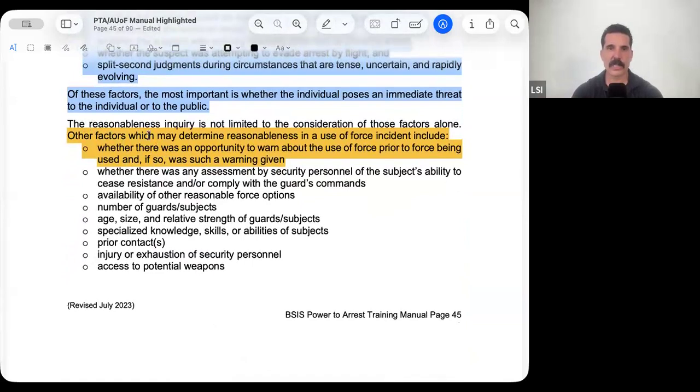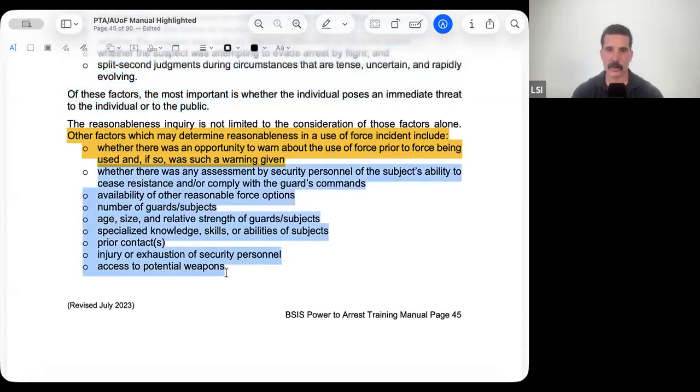The next sentence says the reasonableness inquiry is not limited to the consideration of those factors alone. Then there's another sentence and a list of bullet points. We're going to highlight that next sentence where it says other factors which may determine reasonableness in a use of force incident include, first bullet point, still highlight, whether there was an opportunity to warn about the use of force prior to force being used, and if so, was such a warning given? Highlight that. And then it continues with the bullet points.